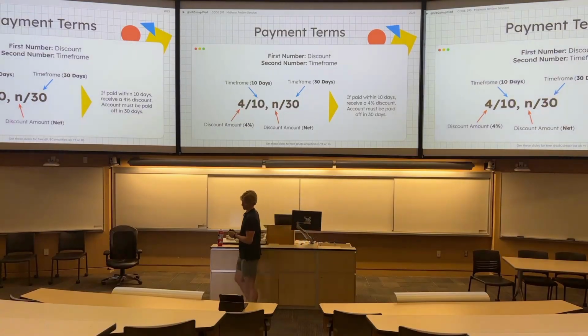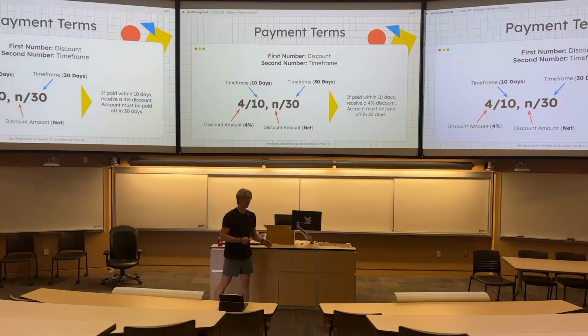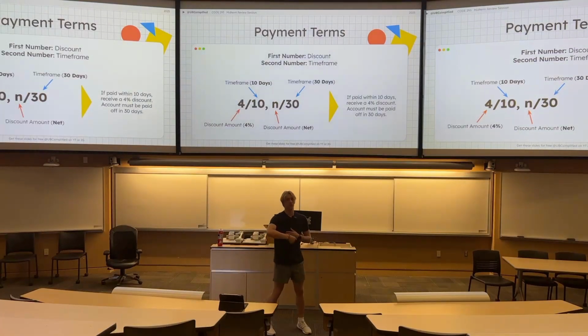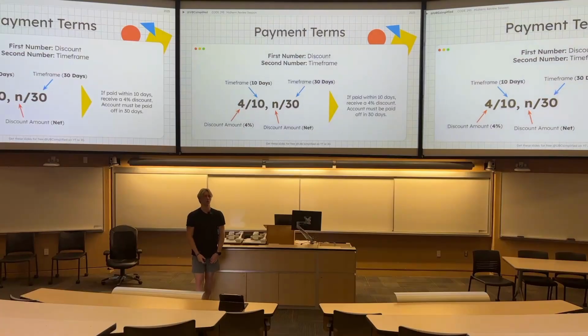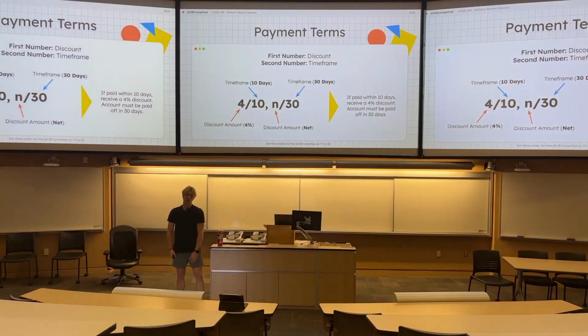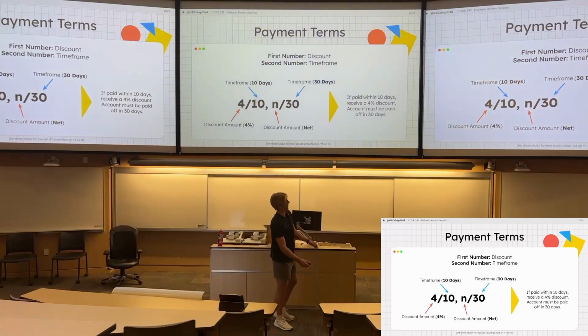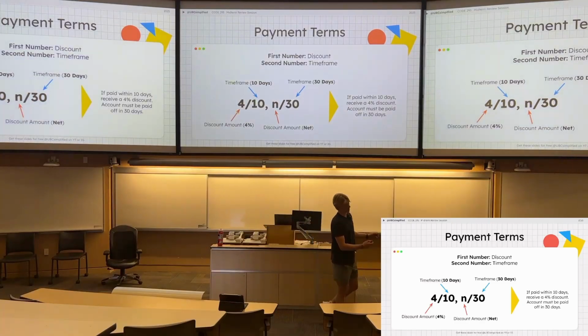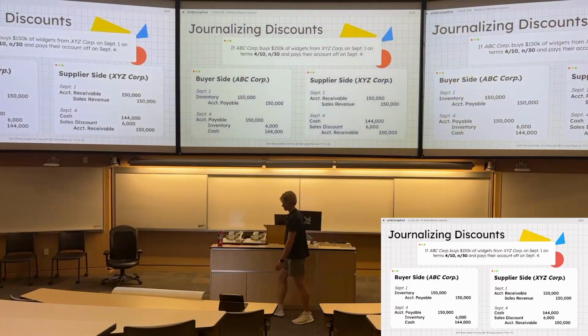So don't not pay. And if you pay within 10 days, that increases the seller's receivable turnover rate. So it's good for the seller because then they get cash and can continue their operations more smoothly. That's why they incentivize people to pay sooner. So they get a little bit of discount, a little bit incentivized. And that's essentially all this is saying, 4/10: you're getting that 4% discount if you pay within 10 days.